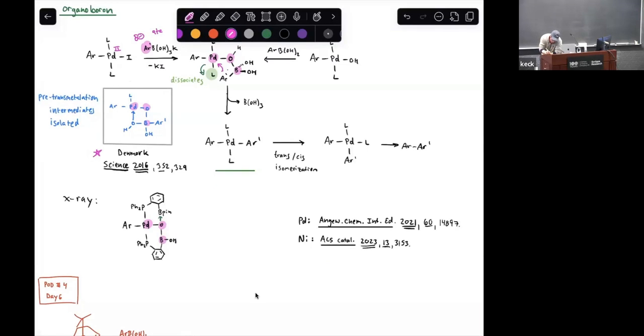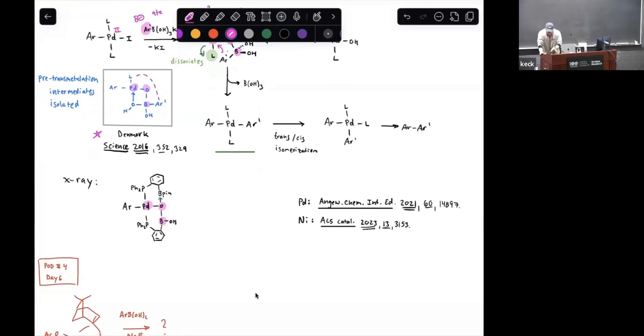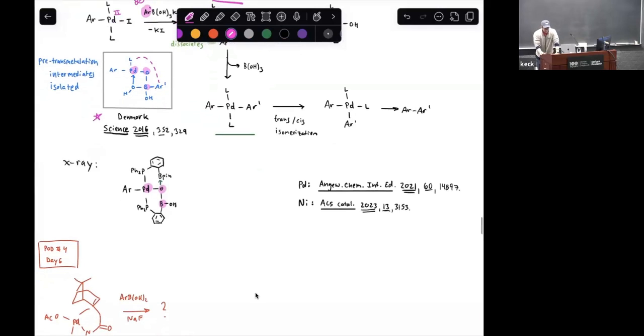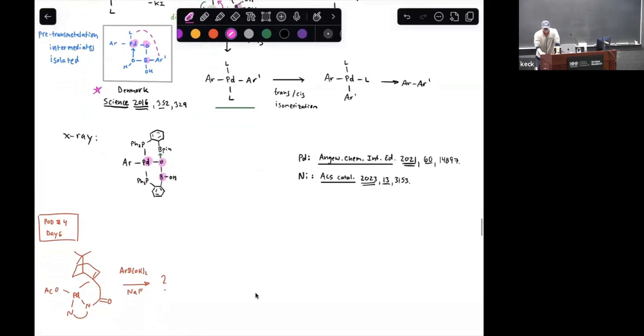So what this looks like, if we superimpose this onto the Denmark framework, is we have an aryl group that we prevent from migrating because we tether it to the ligand. And in so doing, we stop it. It still has the key palladium-O-boron linkage, but now we can isolate it and characterize it crystallographically. And this has even been extended to nickel in the more recent literature.